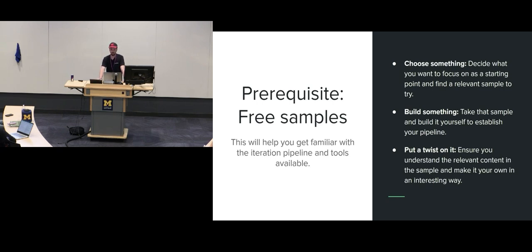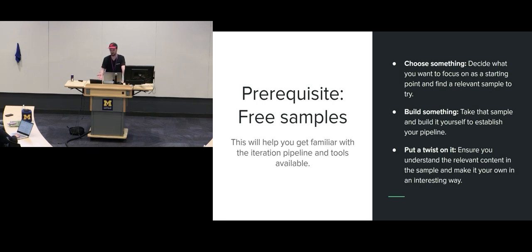Second thing you want to do is build something. So take that sample, this is the easiest way, take that sample, build it yourself to establish your pipeline. If you've never built something to your Meta Quest before, your Quest headset, don't go trying to do the Unity Cube example. I mean, you can, but it's just not going to be that great. What I would suggest is go download one of Meta's samples and try to build that.